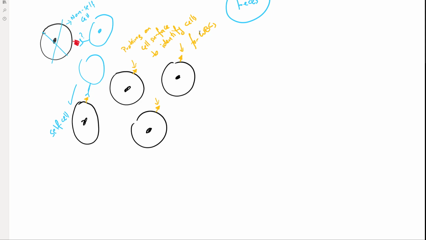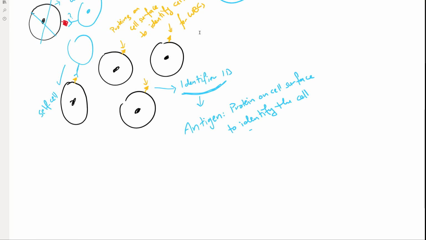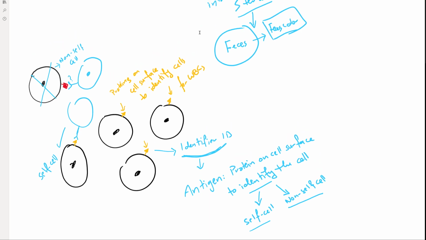Okay, so those are the proteins. Therefore, those proteins, we call them identifiers or IDs. Now, a different name for them, a name that we need to be familiar with, is the antigen. So the antigen is a protein on the cell surface to identify the cell. What do we mean by identify the cell? To determine if it's a self cell or non-self cell. Self cell means a cell that belongs to the body. Non-self cell means a cell that does not belong to the body. So this is all over the cells, all of the cells of the body.